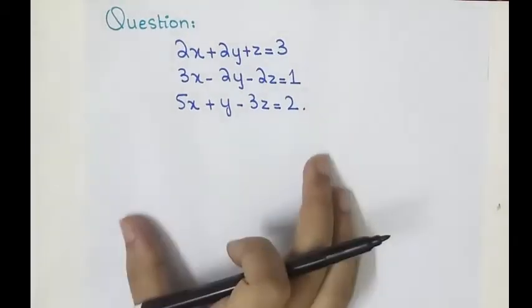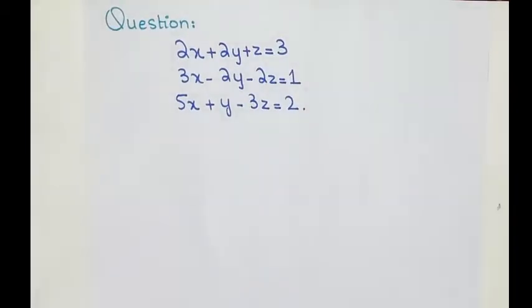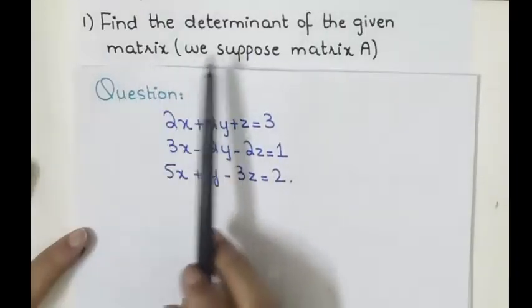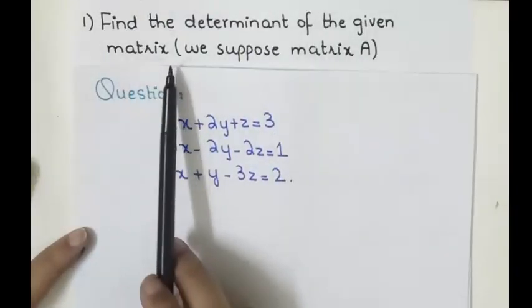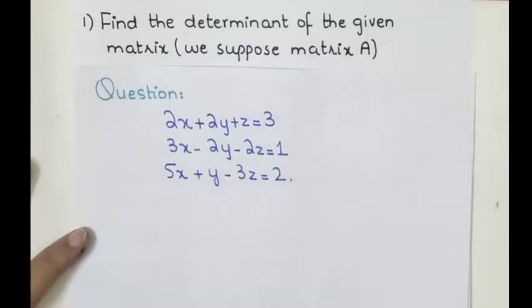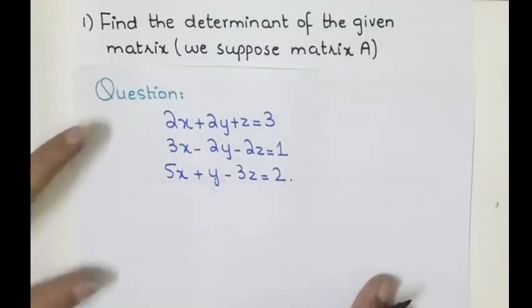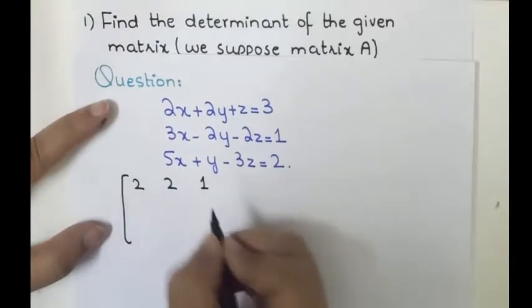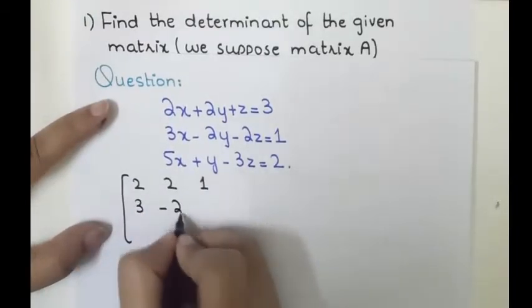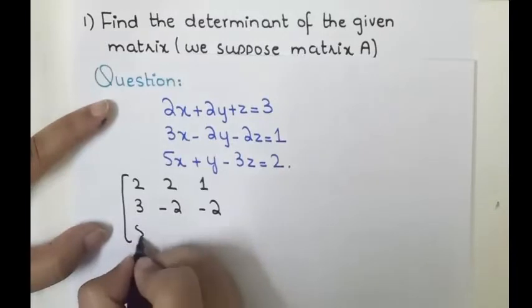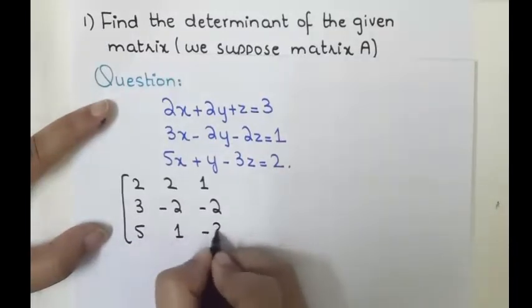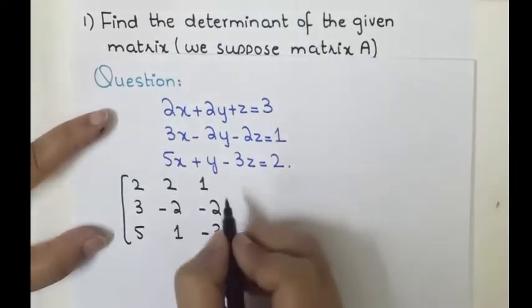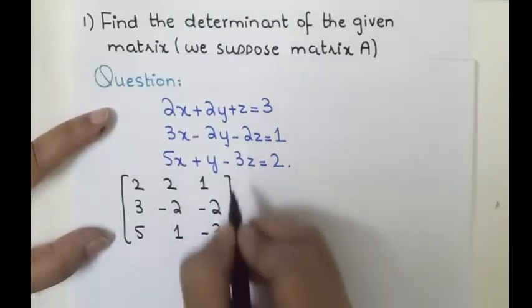So this is an example. We have to solve it by Cramer's rule. So rule number 1 is to find the determinant of the matrix. We suppose the matrix A. So first we will write it in the form of a matrix. This is 2, 2, 1, 3, minus 2, minus 2, 5, 1, minus 3. This is the value of the matrix.